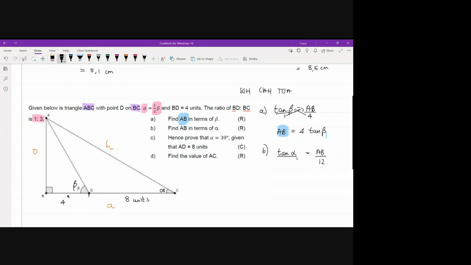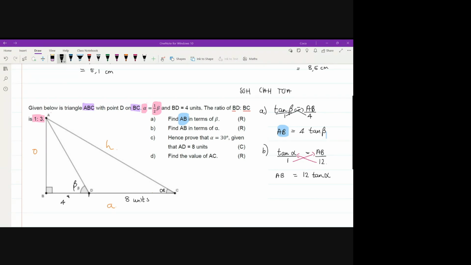Then we're going to cross multiply. 1 times AB is just going to give me AB, and then I'm going to get 12 times tan alpha. AB is equal to 12 tan alpha. How did we do? Did we get it? I'm going to explain now.